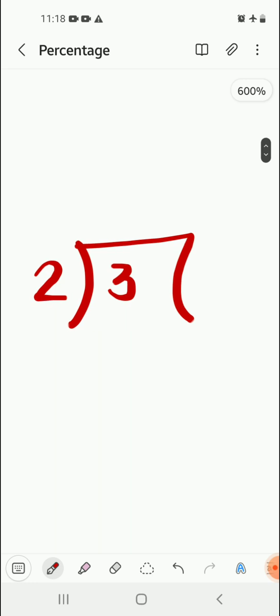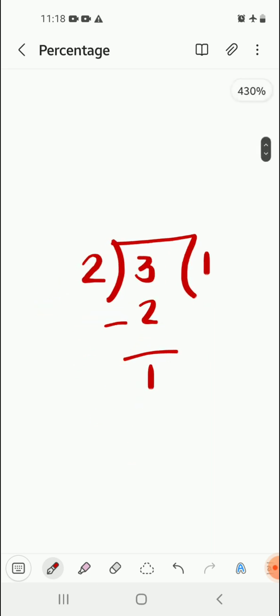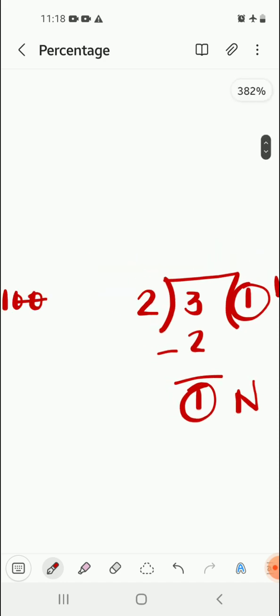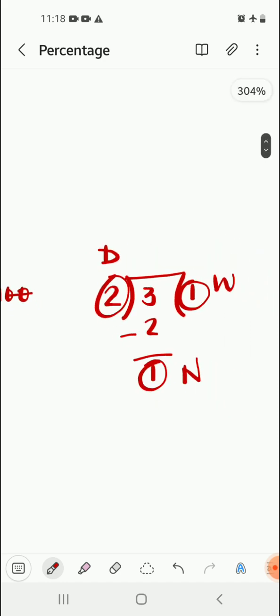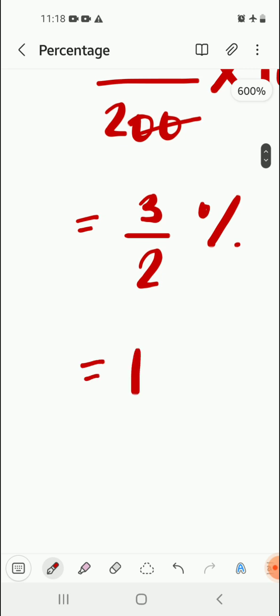So first we will convert it into both mixed fraction and decimal. So 2 ones are 2 and 1 remains. So it can be expressed as: this becomes my whole number, this becomes my numerator, and this becomes my denominator. So 1 by 2. So this can be written as 1 1/2%.